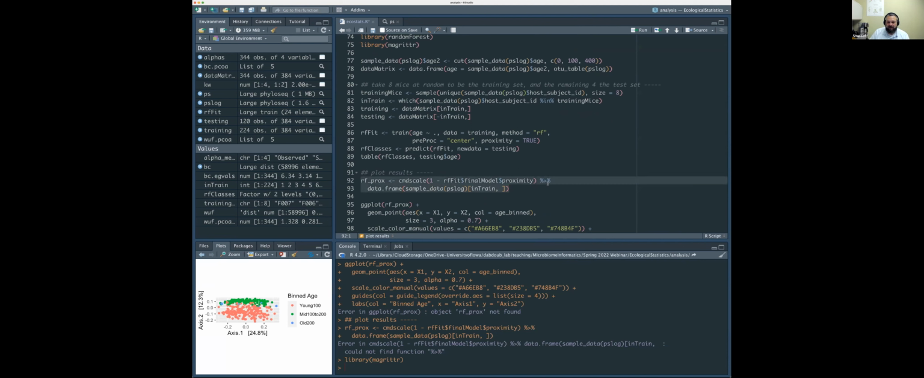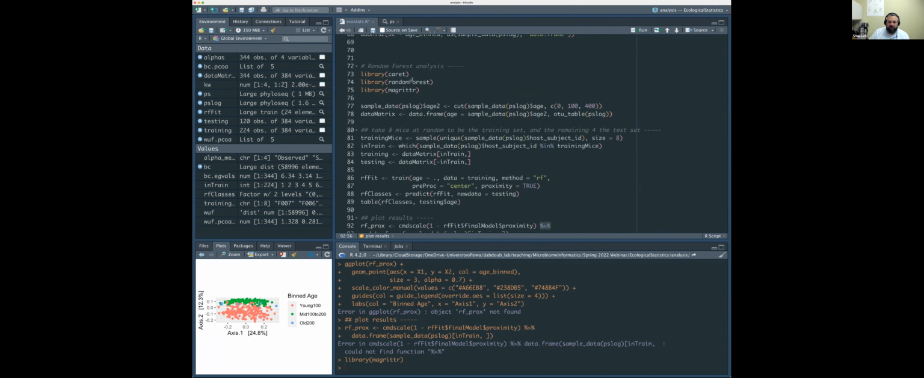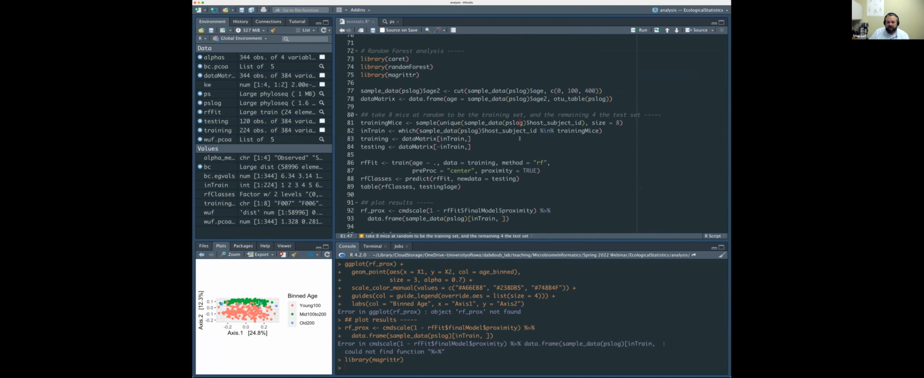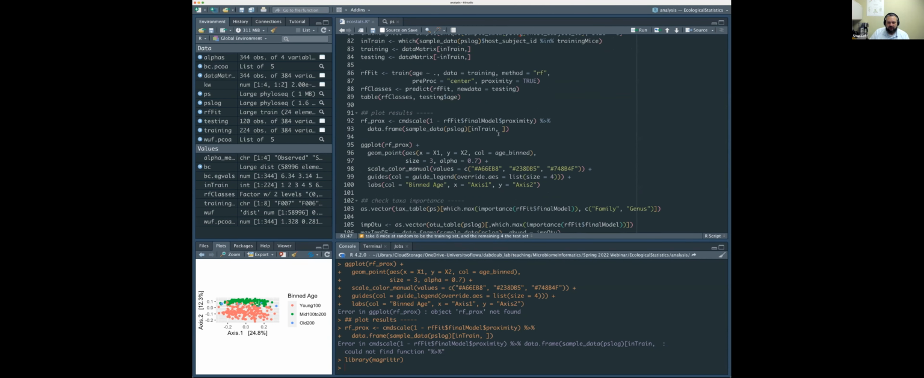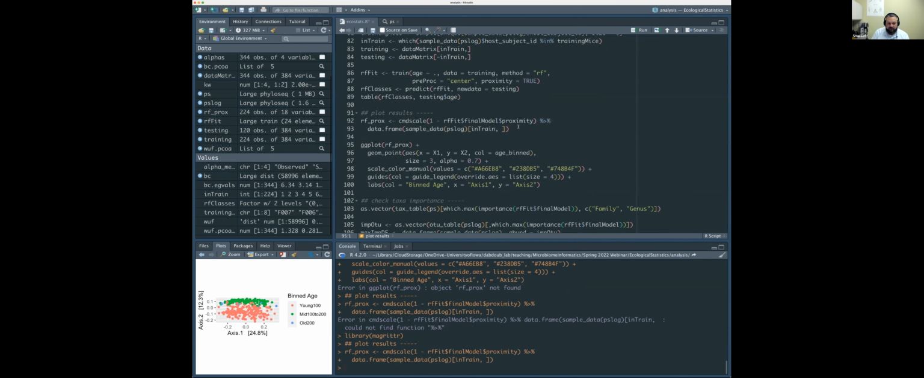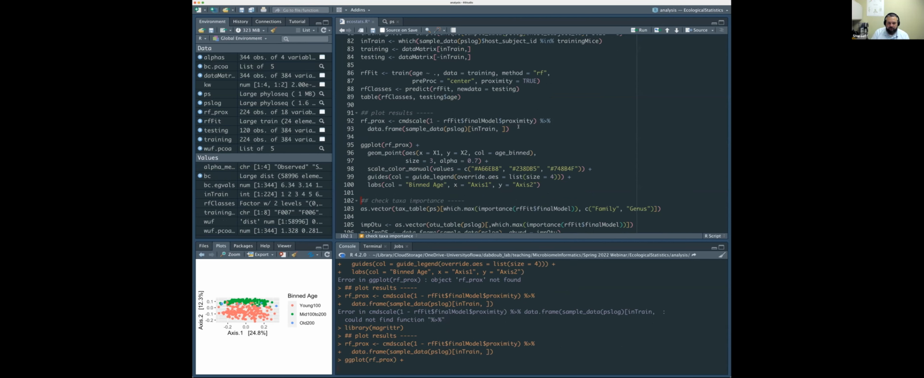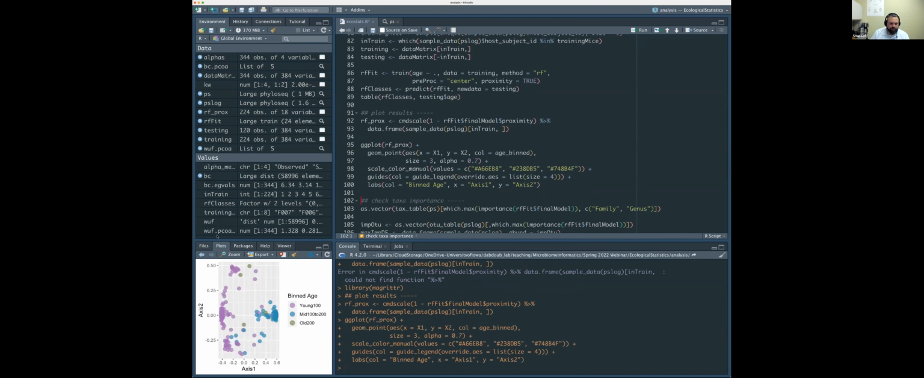And then it complained that it couldn't find the function, that Magrittr function, the pipe function that I mentioned. And then I realized, oh, even though I loaded the random forest and caret libraries, I didn't load the Magrittr library. So we loaded those, ran that line, and that ran properly, and then we'll be able to run the ggplot. There we go.